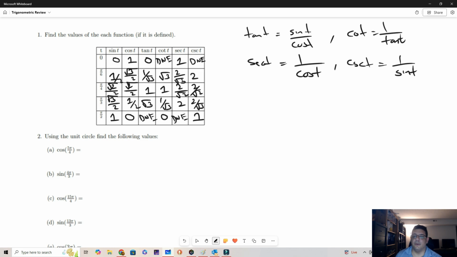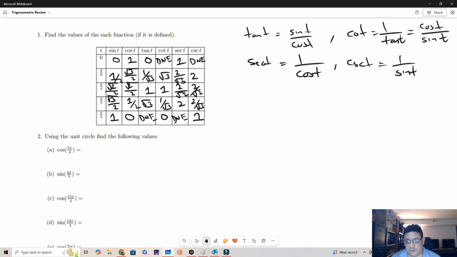And so those are all the values that we can get for special angles. Always remember that you need to remember the definition between tangent, cotangent, secant, and cosecant, and they can all be expressed in terms of sine and cosine. For example, even cotangent, that is 1 over tangent, can be written as cosine over sine.